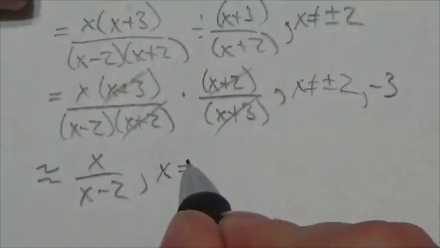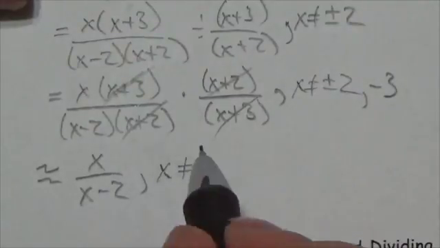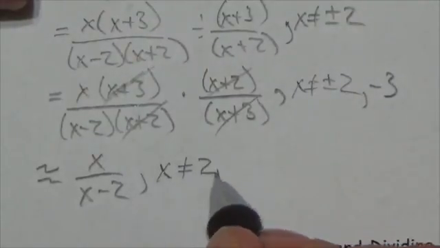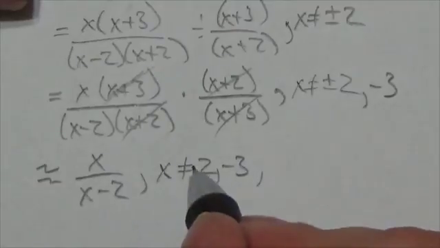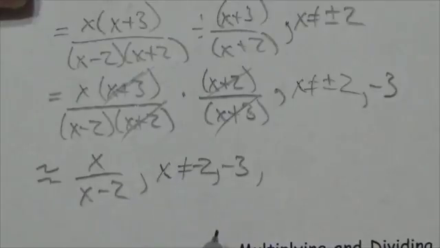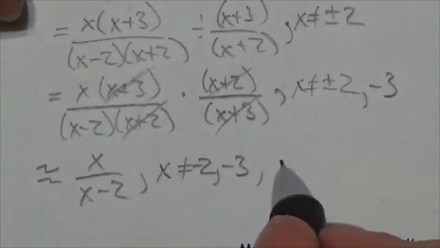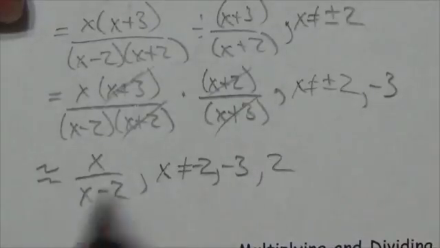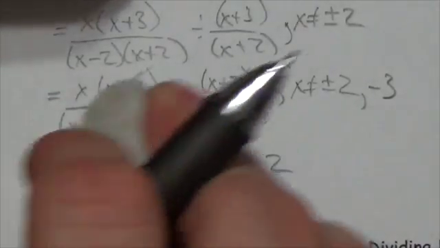It doesn't become equal until I state x can't equal. Now, in this particular case, I need to state negative 2 and negative 3, because those are the factors in the denominator that I got rid of, so that's not obvious. And then I would also state positive 2, even though I can see it right there, simply to get the mark.